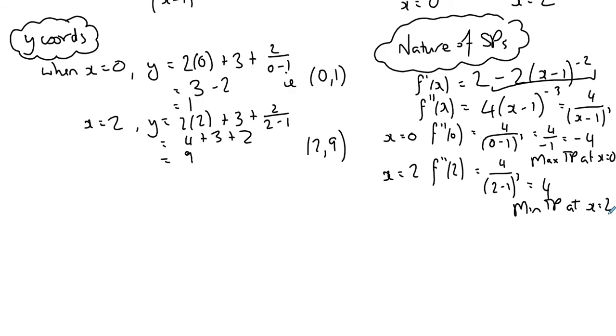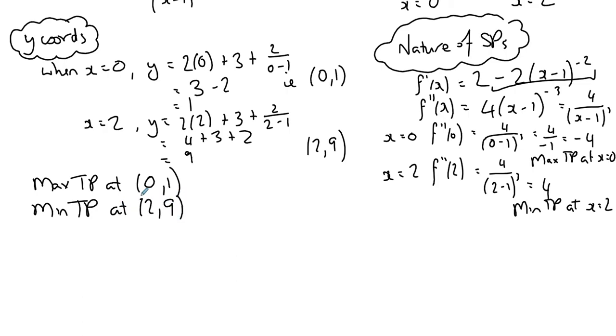Okay, so we can put all that together. In other words, as far as our stationary points go, we can say there's a maximum turning point at (0, 1) and a minimum turning point at (2, 9). Okay, so that's some more information that we need to bring to bear. And the last thing we want to work out are our intercepts, if they exist.